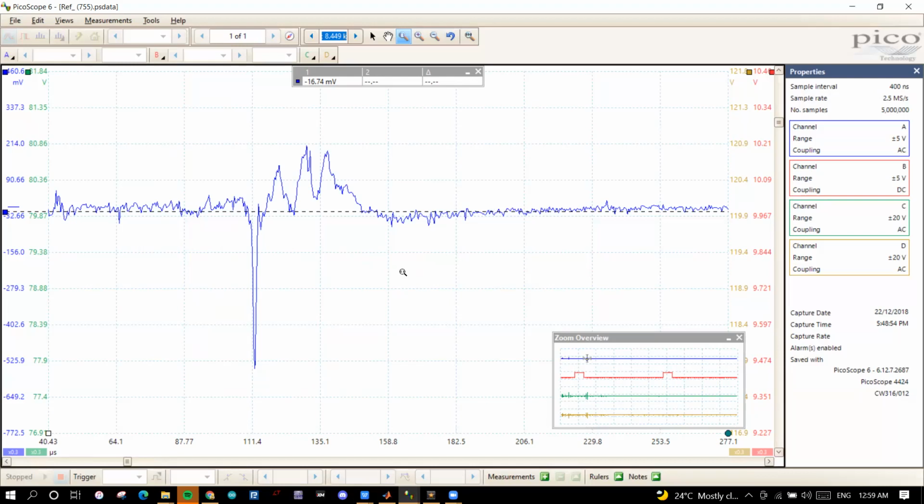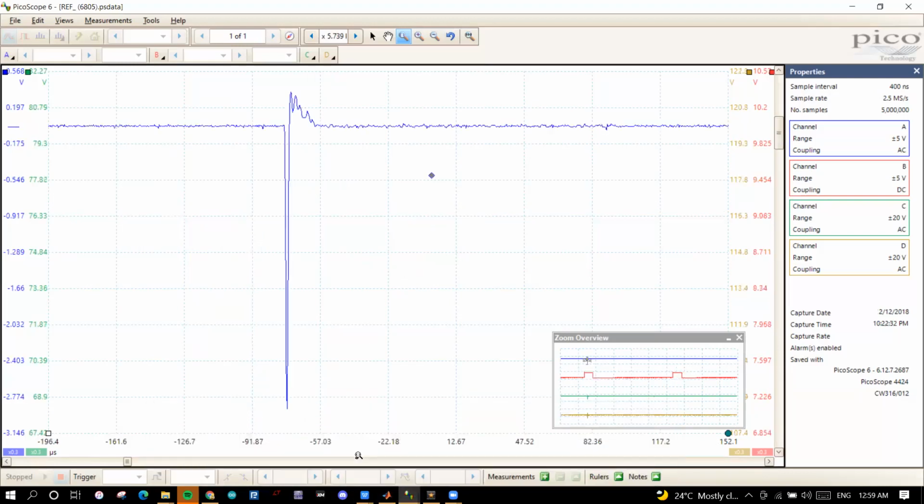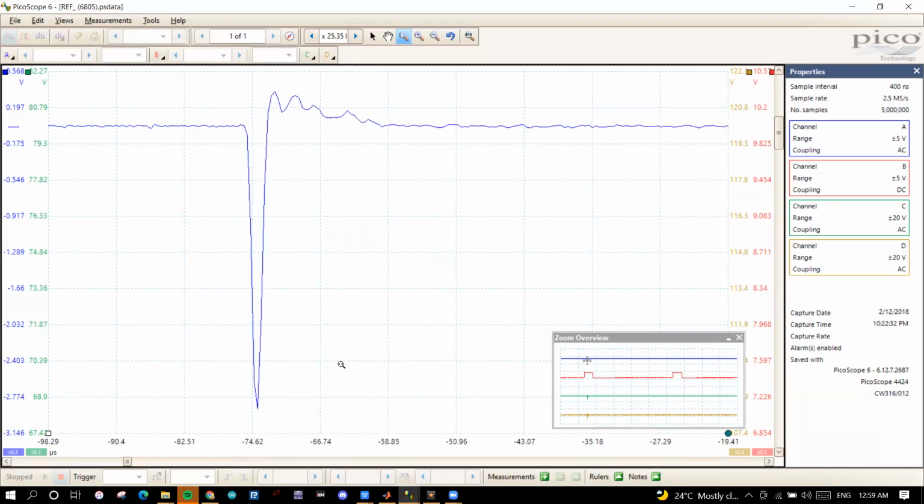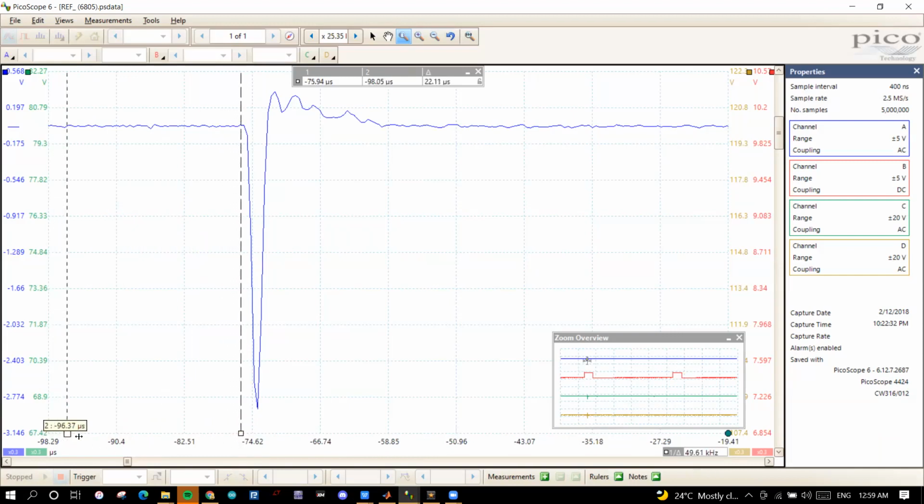So how I do the analysis is by using Picoscope software. Picoscope software enables me to see the characteristic of the lightning waveform in time domain. I use this marker down here to mark the starting point of the lightning waveform. So this is approximately the start and the end of the lightning waveform.